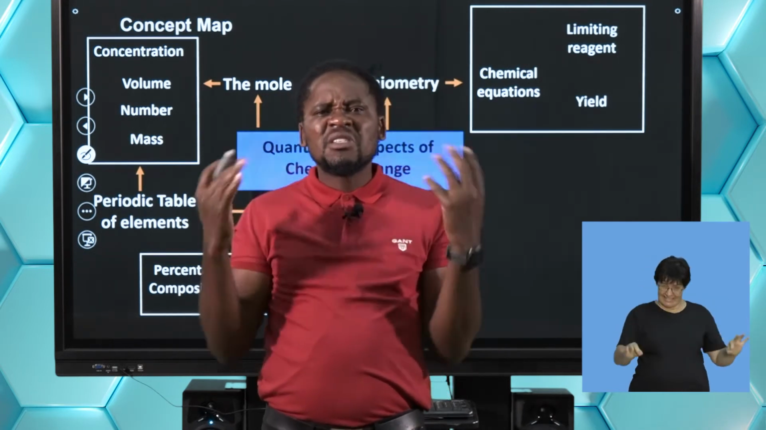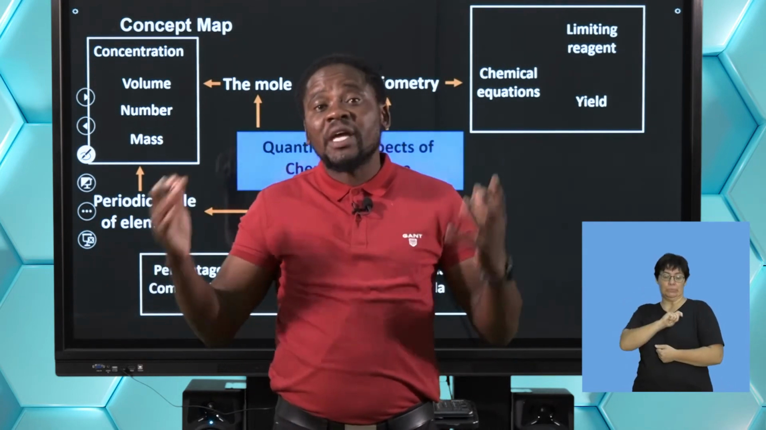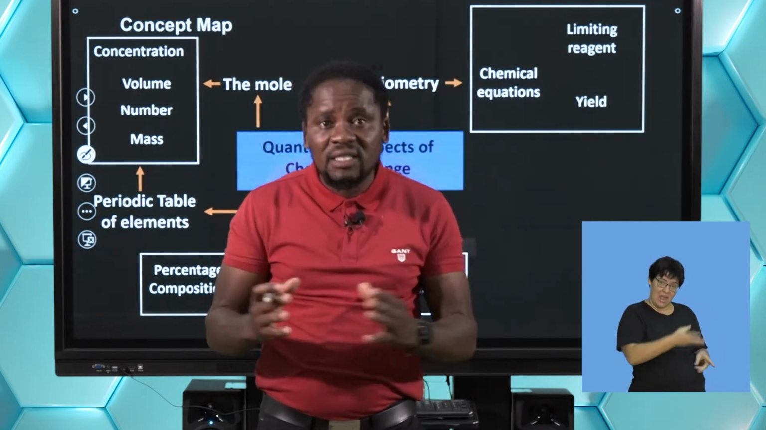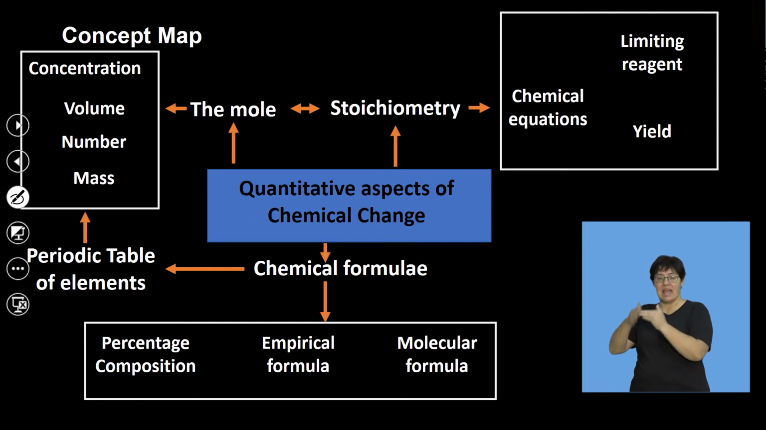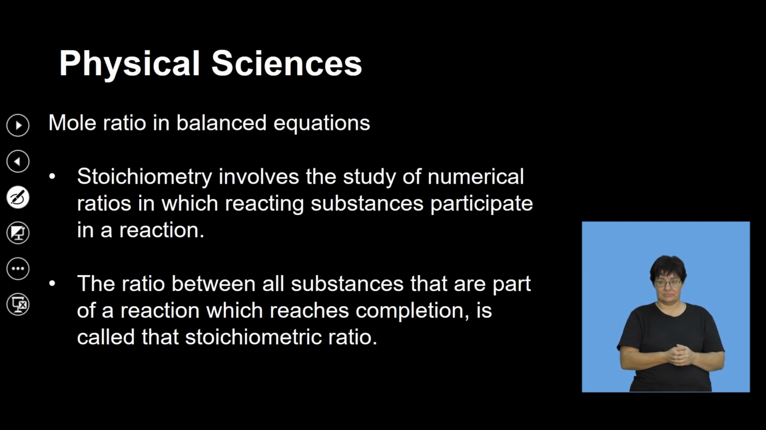So when we talk about yield, loosely, I think we are referring to the amount of product, based on what we put in as far as the reactants are concerned. So our focus for now is on yield based on the balanced equation of reaction. That's the whole idea of stoichiometry. So the mole ratio in a balanced equation, what does it tell us? Stoichiometry involves the study of numerical ratios in which reacting substances participate in a reaction. And here it's not just the ratio, it's actually the mole ratio.